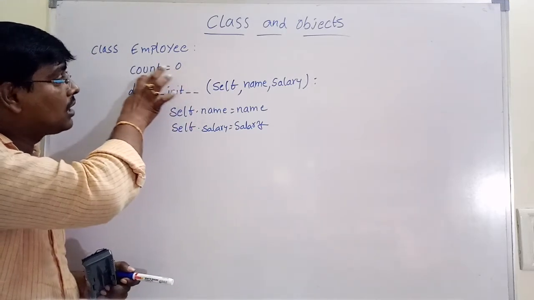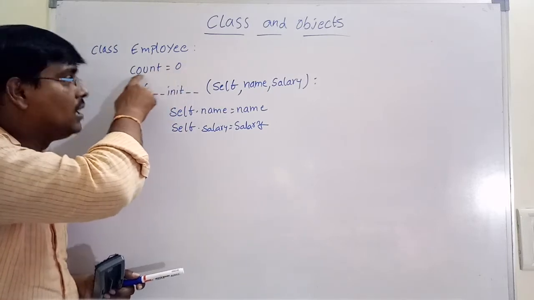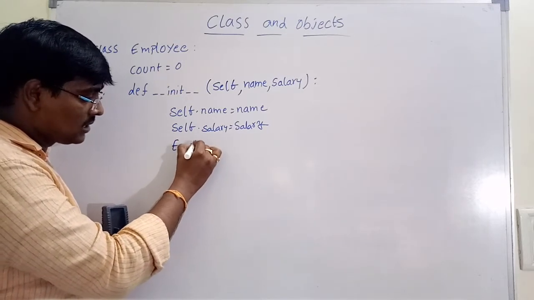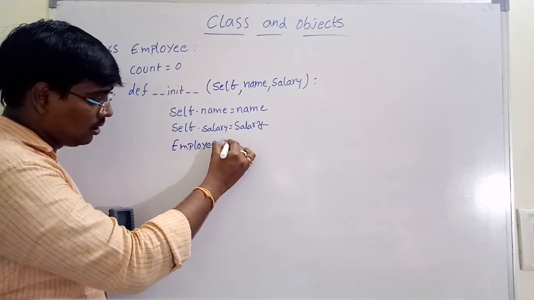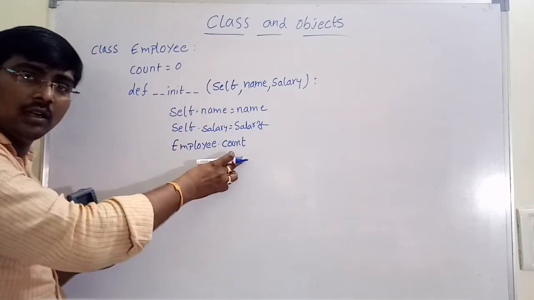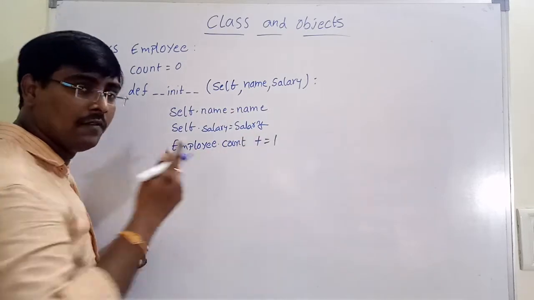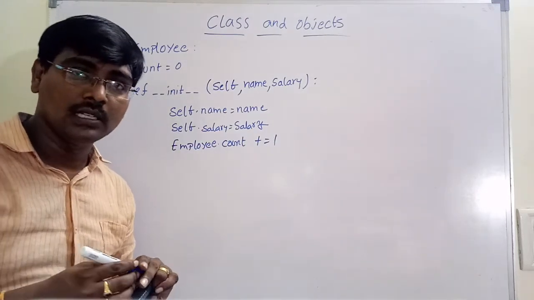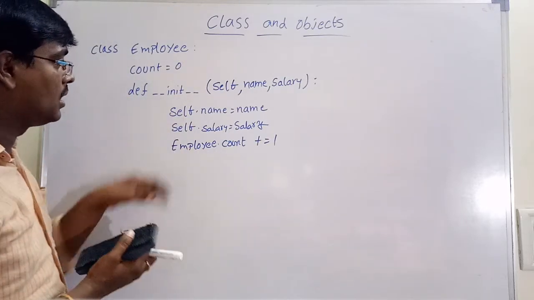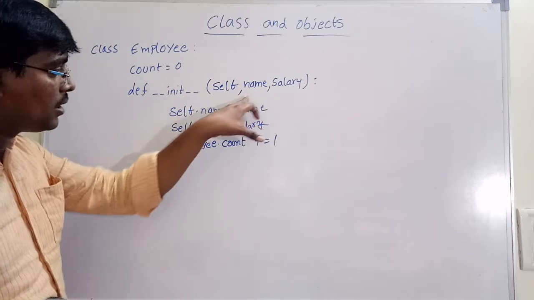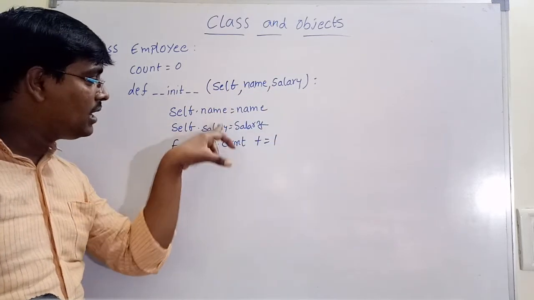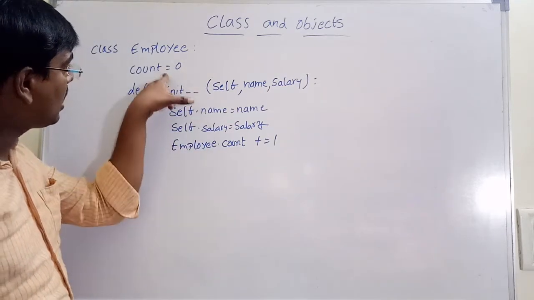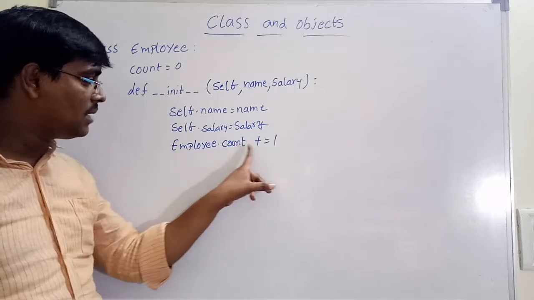By using the object, or inside the class. If you want to use the count variable directly, it is not possible. Inside the class, if you want to use this variable, you have to use the class name, that is Employee.count. Suppose for every object creation, I am incrementing the count value by 1. Here the logic is not important. How to access the members? In the constructor, name and salary are passed from the function, and the class variable is accessed by using class name dot variable name.